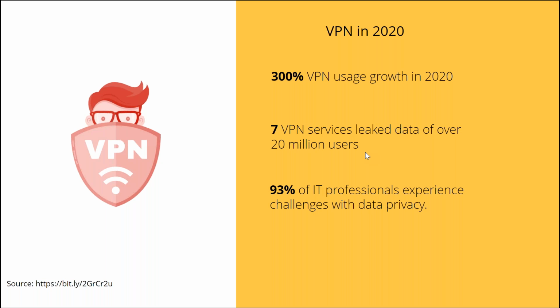It has been seen that 7 VPN services leaked data of over 20 million users. This has happened with big organizations, namely in 2018, British Telecom was one of them. Data was breached, data was leaked for more than 3 lakh users, and they had to pay a huge fine, a huge toll for the same. Just because security was not there, two-step authentication and different other practical parameters were not in place, which allowed these kinds of security breaches. So 93% of IT professionals are experiencing challenges with data privacy.